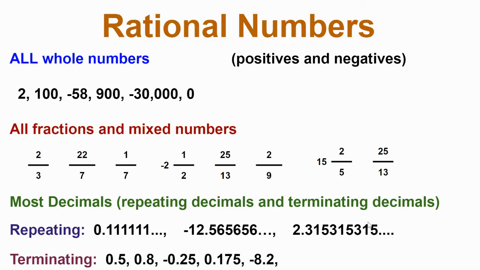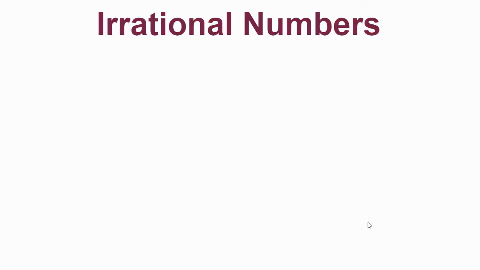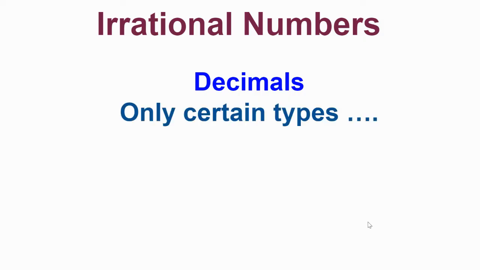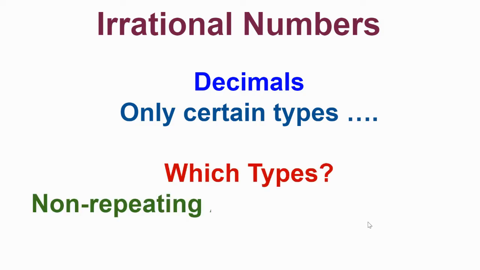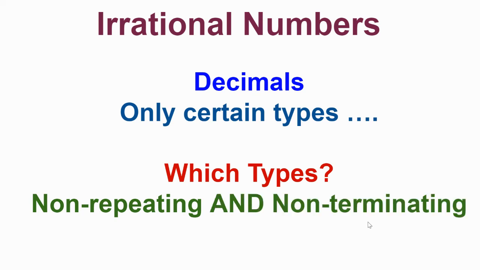Okay, so real quick, what are irrational numbers then? It's everything that's not in that group, which is not very many things. They are decimals. If you find a decimal, it has to be a certain type, and sometimes when you look at them, you don't even see the decimal part. Here's why: because they're only certain types. What are they? They're non-repeating and non-terminating, which means they don't repeat and they don't end.